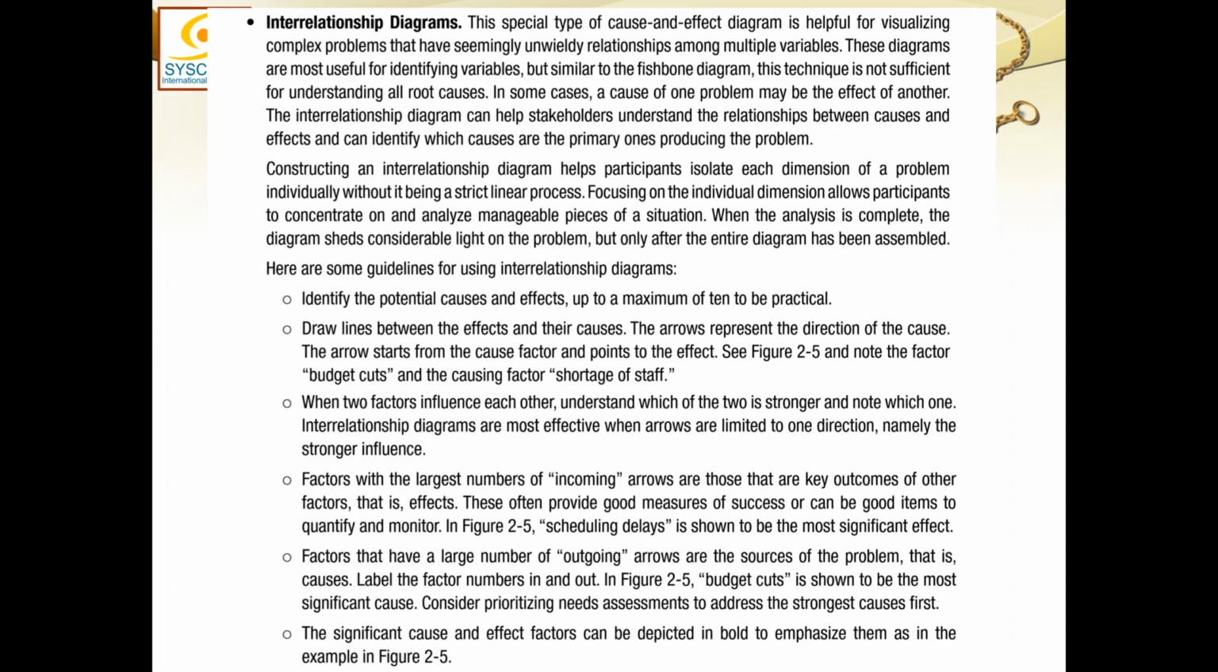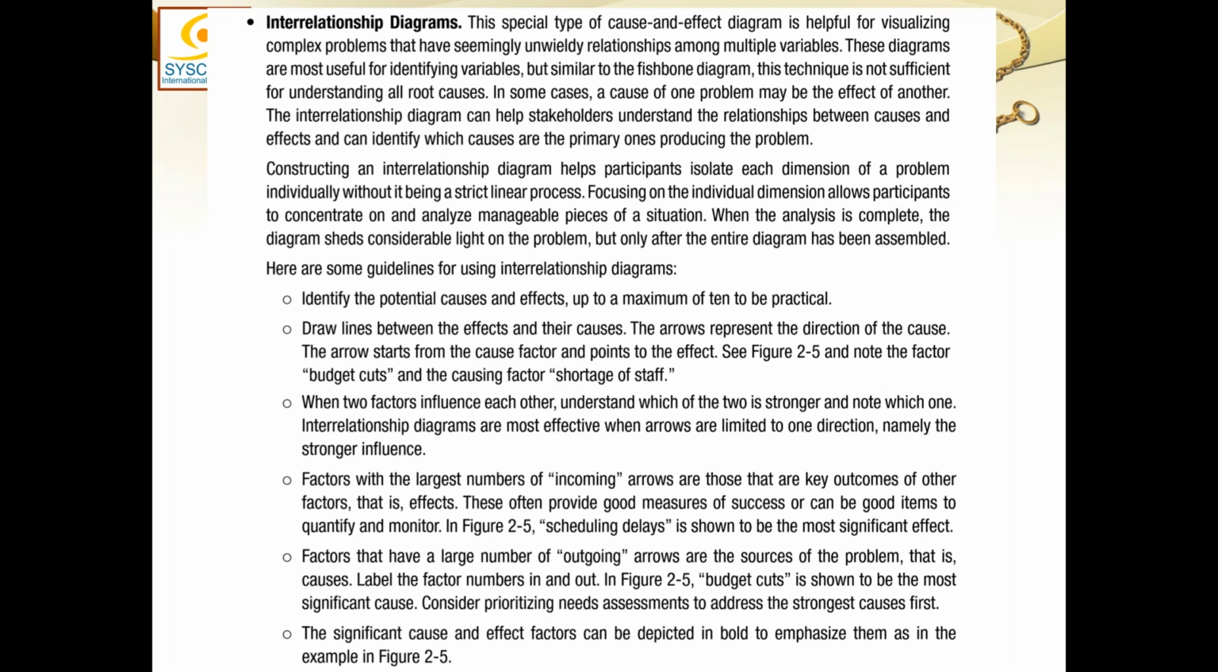In some cases, a cause of one problem may be the effect of another. Now, this is interesting. The cause of this problem could be an effect of another. So there can be a chain reaction between the problems, right? If I fix this problem, another problem rises.